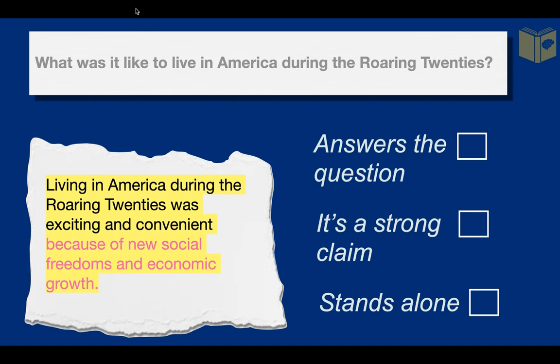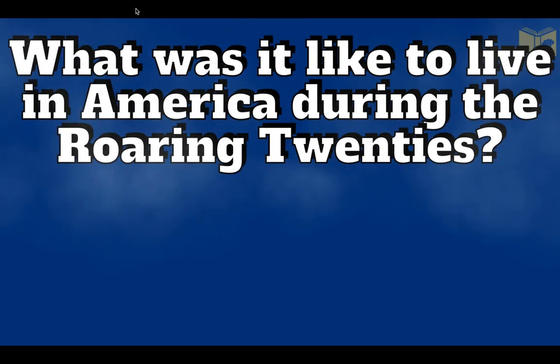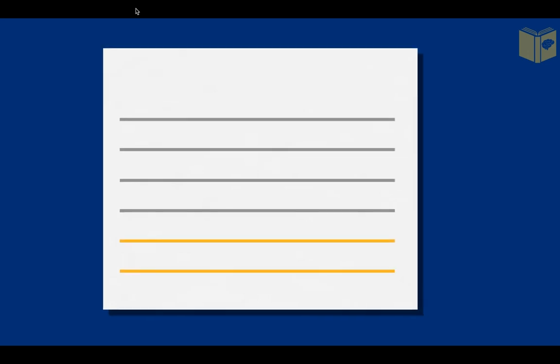Let's look at this one. Living in America during the Roaring Twenties. Okay, that's good. That's context. Was exciting and convenient. Okay, that answers the question. Because of new social freedoms and economic growth. That makes it strong. Perfect. That is a strong thesis statement. I can now put this at the end of my introduction.